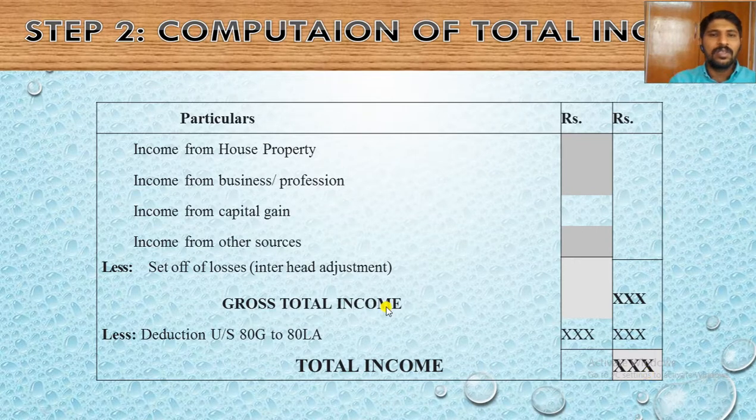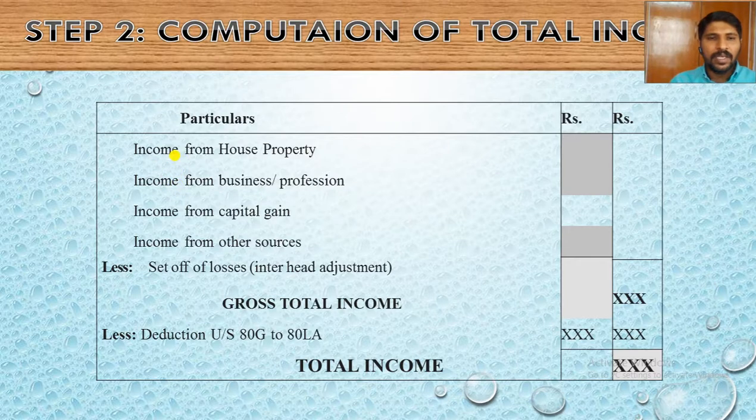First, you have to take particulars and rupees. The first head of income is income from house property, if any. That means if any house property is let out by the company from which they are getting any income, that is also taxable. That is why it is one of the heads of income. It is taxable in the hands of the company.